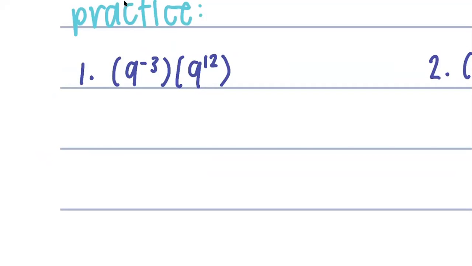So for number 1, if the first number is the same, which is 9, then you just add the exponents together. So negative 3 plus 12 is 9, so it's 9 to the power of 9. Yep.